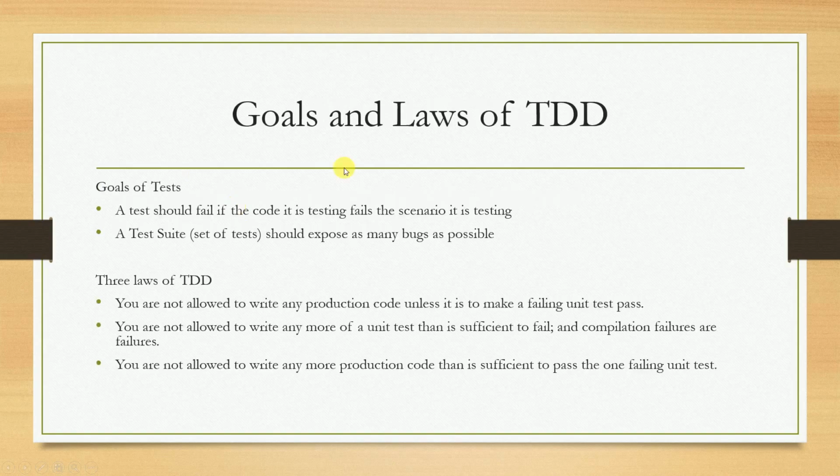So what are the goals and laws of test-driven development? So the goal of a test is it should fail if the code it is testing fails the scenario that it is testing. So this means that the purpose of a test is to fail if the code that it is testing does not work. That means we know that a test works if it fails when it's supposed to.